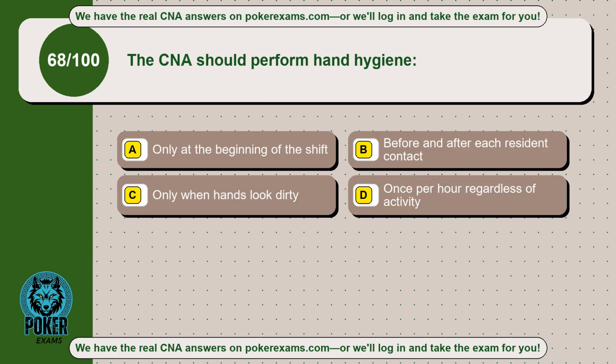Question 68. The CNA should perform hand hygiene. Option A, only at the beginning of the shift. Option B, before and after each resident contact. Option C, only when hands look dirty. Option D, once per hour regardless of activity. The correct answer is option D, once per hour regardless of activity.